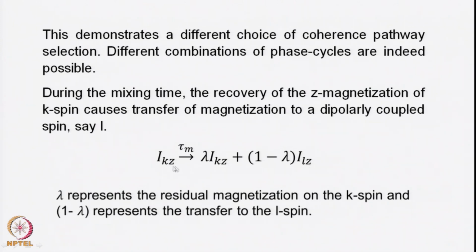Schematically, Ikz during the period tau m becomes lambda Ikz, of course lambda will be less than 1, and the remaining residual will be on the L spin. If lambda remains on K spin, 1 minus lambda appears on L spin. Of course, here we consider 2 spins only, but there can be more spins. If there are more spins, some portion will stay here and the other will get distributed to more than one spin depending upon how many spins are dipolarly coupled to the K spin. So this is a network of coupled spins, and magnetization gets distributed through this network.